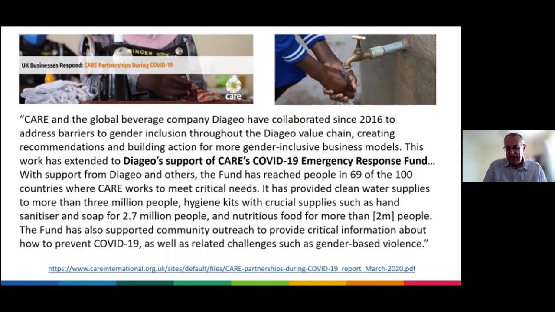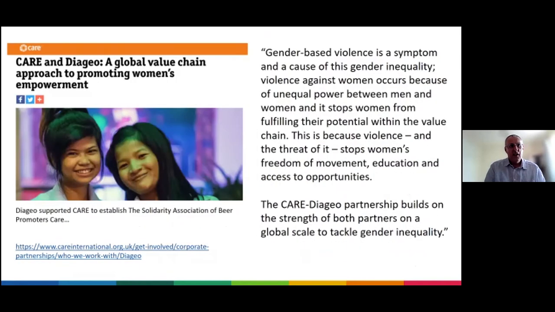And again, to go back to Dudley's presentation, this attempt to reposition discourse around gender-based violence and alcohol is clearly of the utmost strategic importance in a number of emerging market contexts. So the partnership between CARE and Diageo is very clearly framed around promoting women's empowerment, positioning gender-based violence as a symptom and cause of gender inequality, violence against women occurring because of unequal power between men and women, and stopping women from fulfilling their potential within the value chain. And of course, that's a very important component of analysing gender-based violence, but serving to shift the narrative away from engaging with alcohol in these contexts is clearly of strategic value.